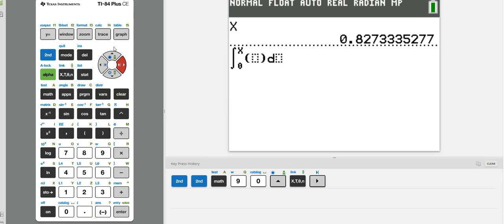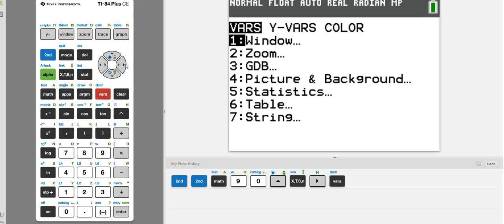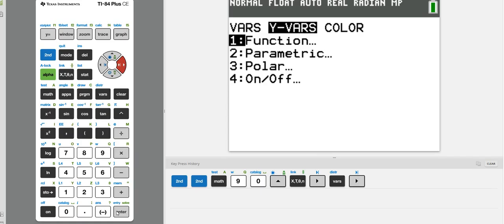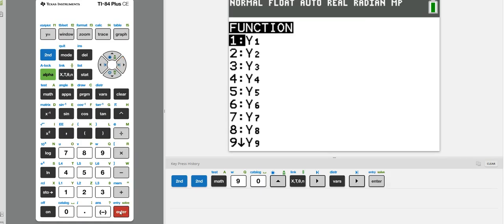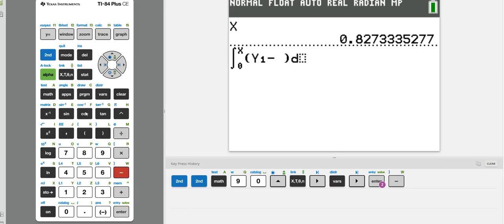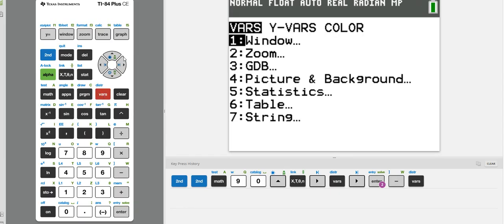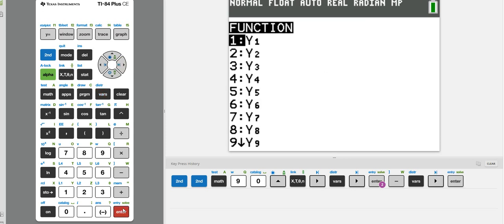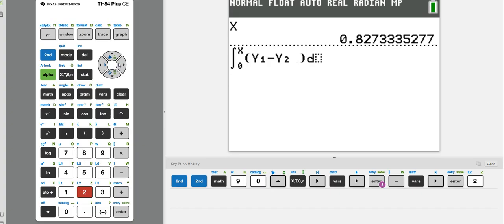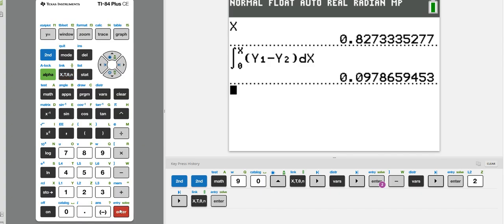All right, so let's do something other than that. You can go to the vars key and then to yvars. Press enter. Function y1 minus function y2. So I'm going to go back and repeat that again. Vars, yvars, function, and then 2, and dx. So once you do that, bam, there's your answer. So it's all digital at this point. So kind of nice that you can do that.